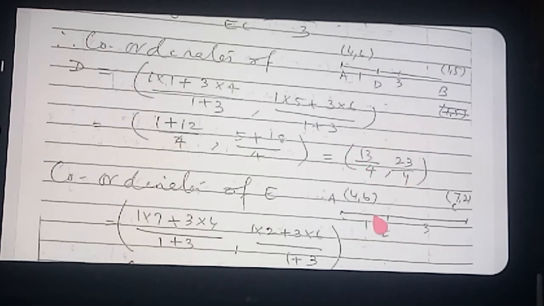Similarly, you find out the coordinates of E. Here also which formula will we apply? The section formula. E divides AC in which ratio? 1:3. Apply, start to do.